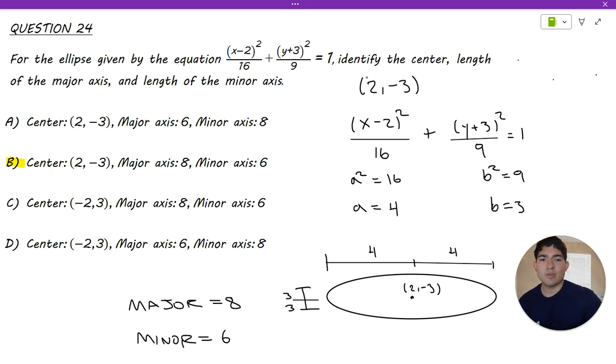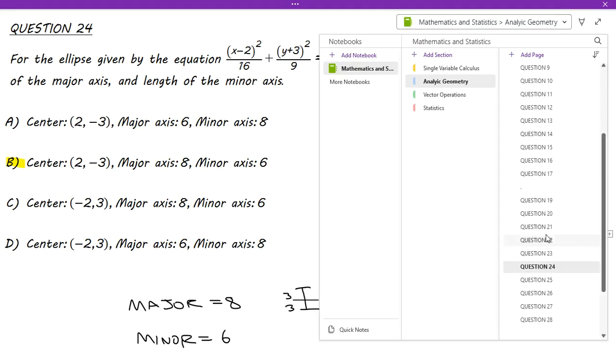What we did was we found the center of the ellipse in the same way that we find the center of a circle, by taking the opposite of these transformations. And then we took our standard form equation in order to find a squared and b squared, remembering that a squared is always the bigger one. From there we found a and b, and that gave us the length of our major axis once we added these up, and the length of the minor axis once we added these up. So that being said, let's move on to the next problem.